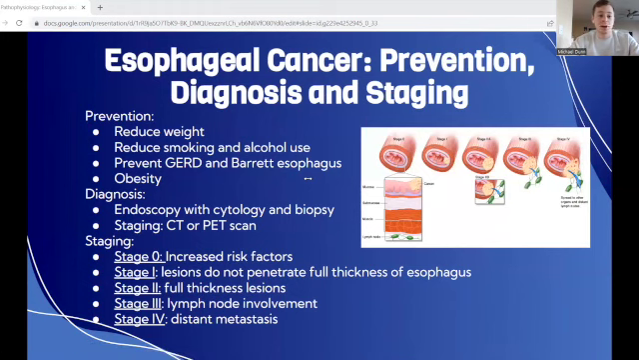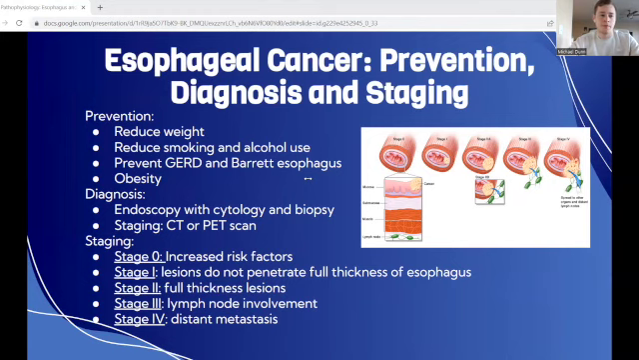So prevention, diagnosis, and staging. Prevention, again, a lot of things that we would typically do for any type of cancer patient: reduce weight, reduce smoking and alcohol use, and then obesity, prevent obesity. And we touched on earlier GERD and Barrett esophagus, presenting that as a possible risk factor. In terms of diagnosis, typically we'll do an endoscopy with cytology and biopsy to confirm, and then staging will be done with CT or PET scan.